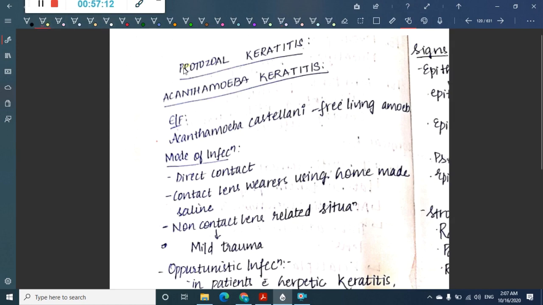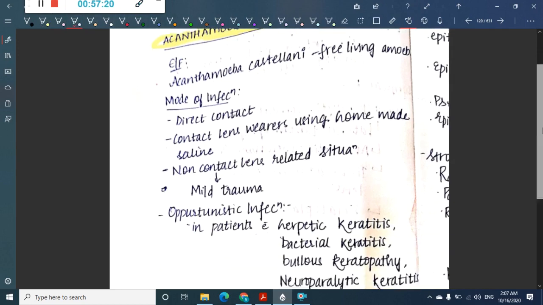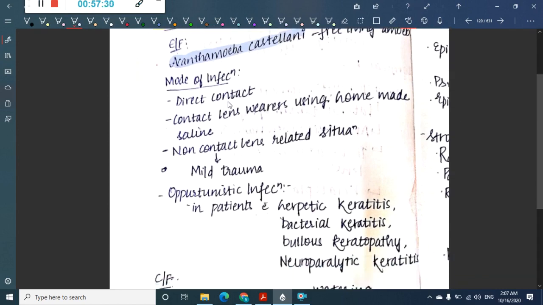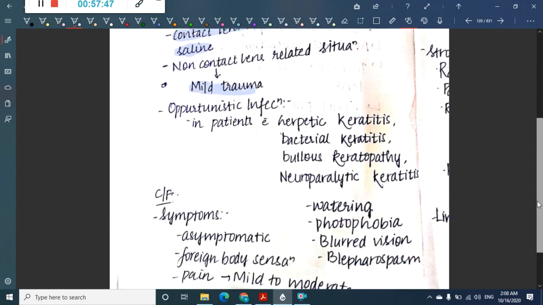Next we have protozoal keratitis, or acanthamoeba keratitis. Okay, in this acanthamoeba keratitis, I will show you a few things which you have to remember, only those are important. In acanthamoeba keratitis, the main etiological agent is Acanthamoeba castellani. Here it most commonly occurs in contact lens wearers using homemade saline, or by direct contact, or in non-contact lens situations like mild trauma. In these cases you can see this acanthamoeba infection.